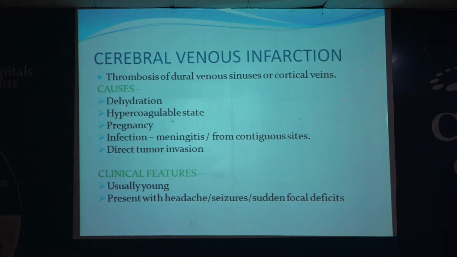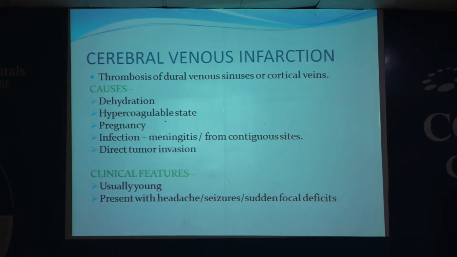Now coming to cerebral venous infarction, that is caused by thrombosis in the dural venous sinuses or the cortical veins. The common causes are dehydration, hypercoagulable states, pregnancy, infection like meningitis, or from contiguous sites like mastoiditis, paranasal sinus infections or scalp infections. Direct tumor invasion, any parenchymal tumors that are invading the adjacent venous sinuses, can also cause this. Usually the patients are young and present with sudden onset headaches, seizures and sudden focal deficits.